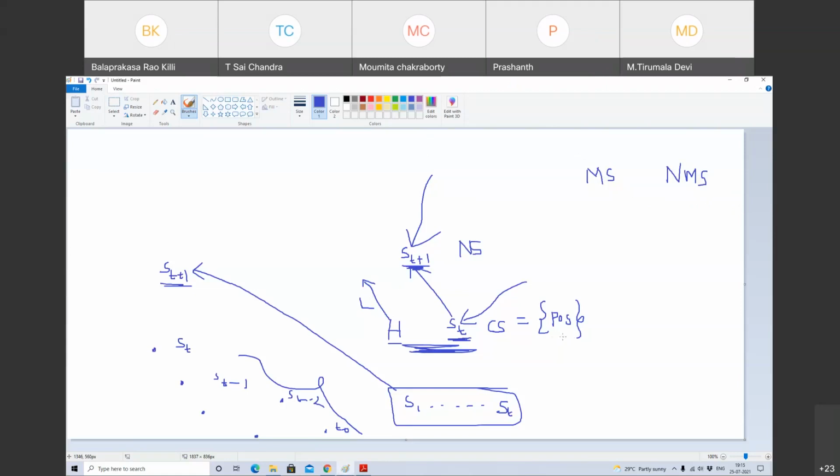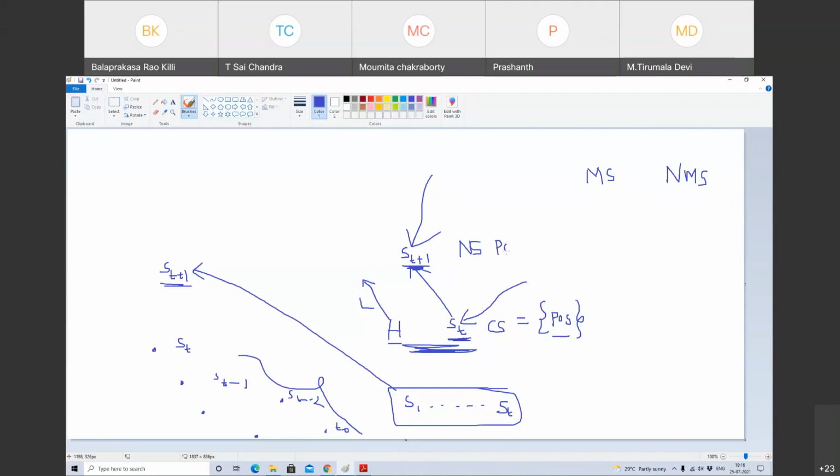Position is the current state. Can you determine the next state? The position of the helicopter at time t plus 1? Yes or no, first of all? Can you determine the position of the helicopter? Let us say this is the position.